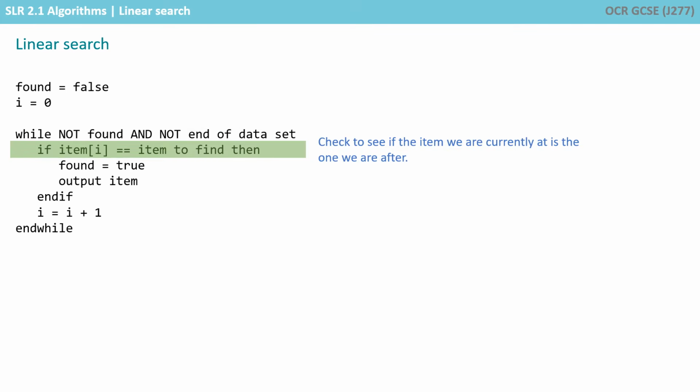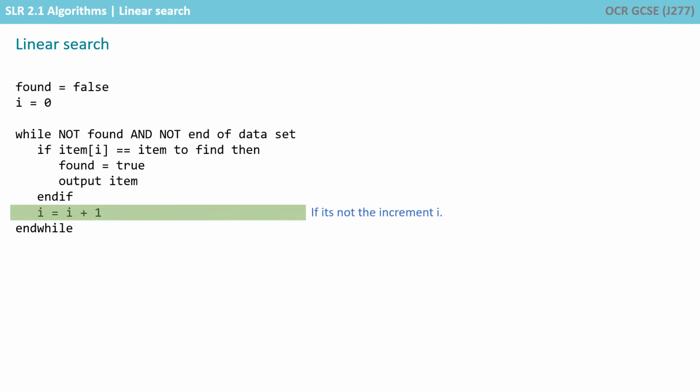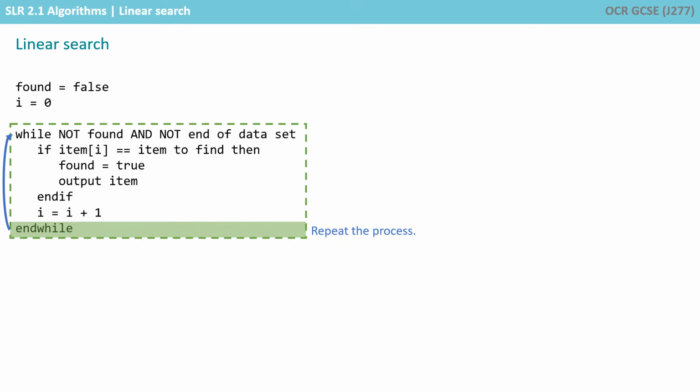We could do this with a simple if statement and say if item I is equal to the item to find, then found is true and we can output the item. And if not, then we increment I by 1. And keep checking the next item and then the next and then the next until we've reached the end of the list or the item has been found.